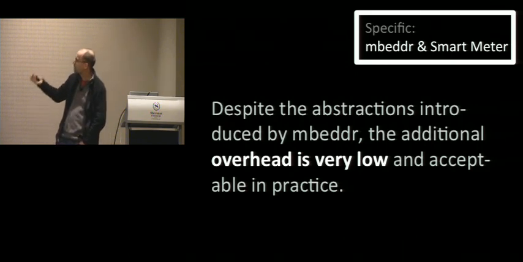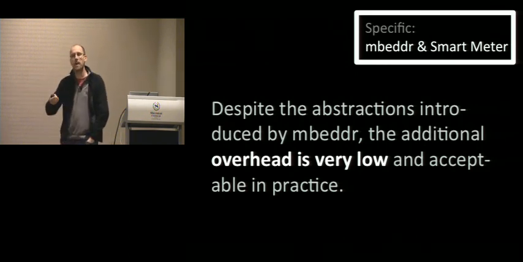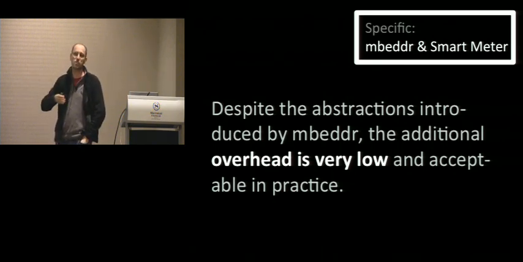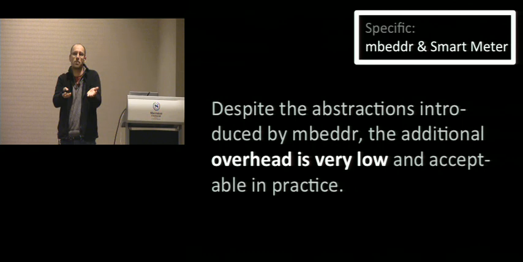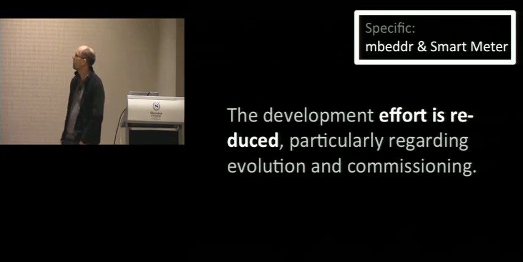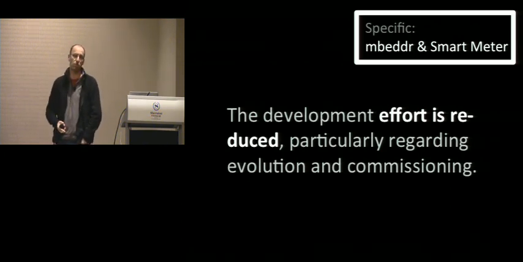The overhead is, well, I said very low. It's low enough to be practically useful. It's not free, even though we have a few extensions. For example, the units, they're just a type system extension, with no runtime overhead at all. So depending on which extensions you use, you pay a little bit of a price, but not a lot. Effort is reduced, especially in the commissioning phase. That was really surprising to us.